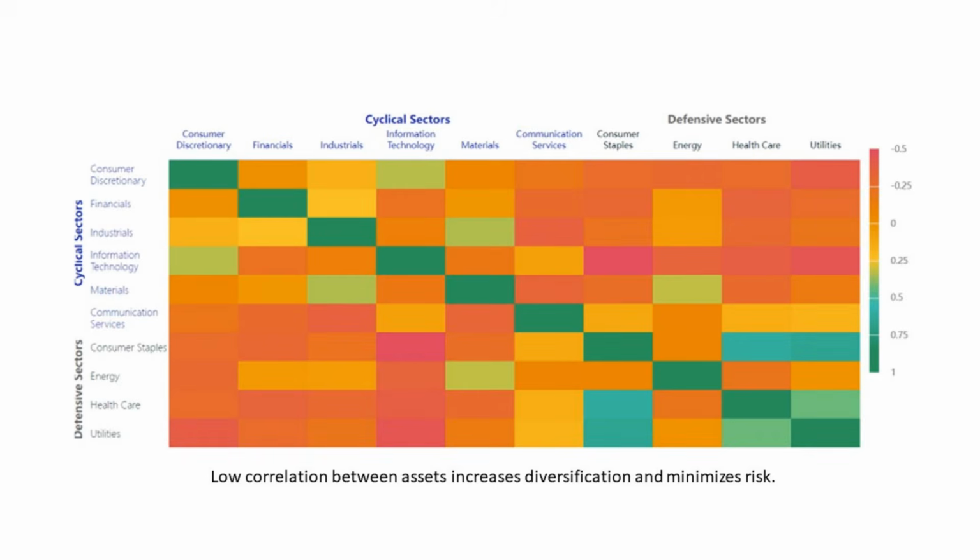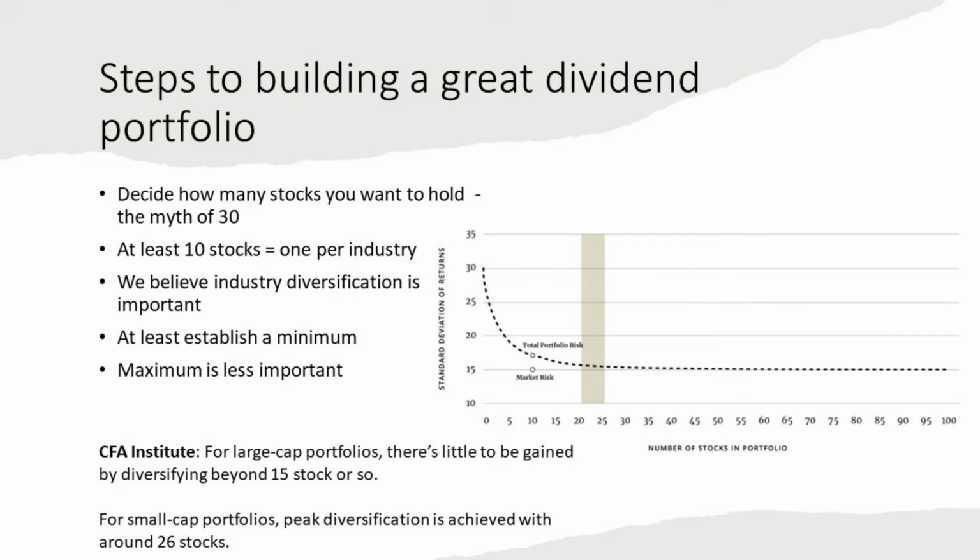So when we look at the steps to building a great dividend portfolio, the first thing we need to do is decide how many stocks we want to hold. Well, there's the myth of 30, which says that financial pundits often talk about 30 stocks being the optimal number for diversification, but that was just an often repeated myth. Now, the reason that we use 30 in our portfolio is that eventually we'd like to base an ETF off of that, and 30 stocks starts to resemble a number that you might be able to do that with.